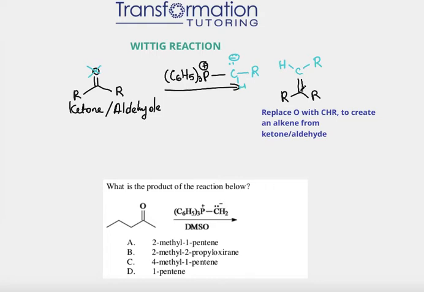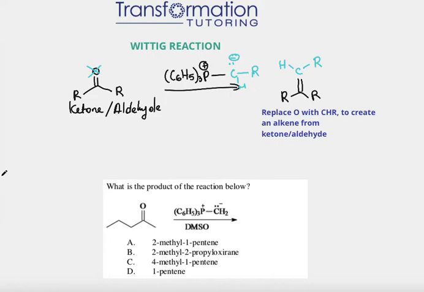So for synthesis problems, if we start with a ketone or aldehyde and we see in the product a C double bond C, an alkene, then we know a Wittig reaction was probably used in the synthesis.